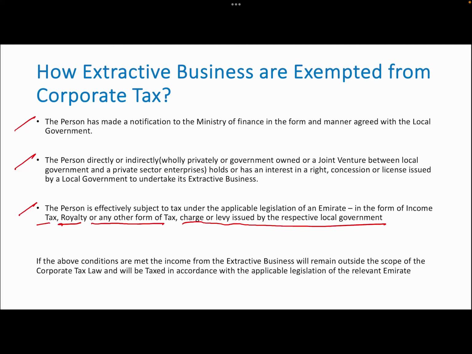If all the above conditions are met, then the income of the extractive business is exempted from the corporate tax. So basically, the first point is the business should notify the Ministry of Finance about the extraction business in the respective emirate. Now, whoever does the business, whether it is private or government or a joint venture between a private company and a government company, that business should be issued a license by the local government. When I say the local government, I mean the different emirate governments: Sharjah government, Dubai government, Abu Dhabi government, etc. Third thing, the person should be subject to local level tax, local emirate tax. If all these three conditions are met, then the income from the extractive business will remain outside the scope of corporate tax law and will be taxed in accordance with the applicable legislation of the relevant emirate.